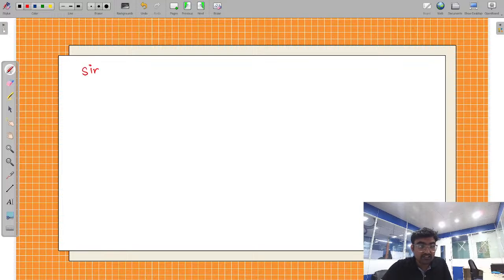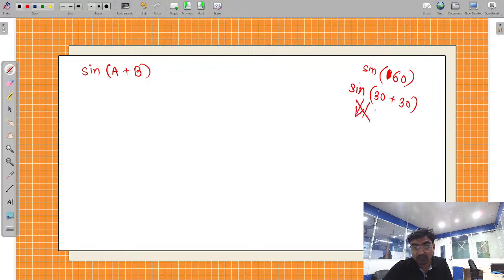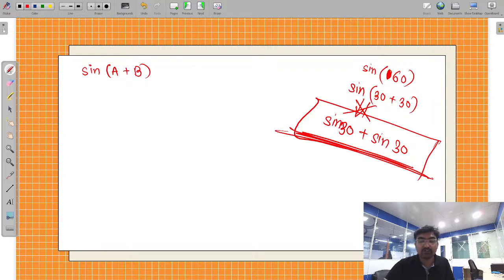See, sine of A plus B. Let's just say if you have to find out sine of 60 degree. So it's not sine of 30. Let's just say I wrote it as sine of 30 plus 30. It is not equal to sine 30 plus sine 30. Okay, just remember this. It is never equal to sine 30 plus sine 30. Got it? There's one more thing.